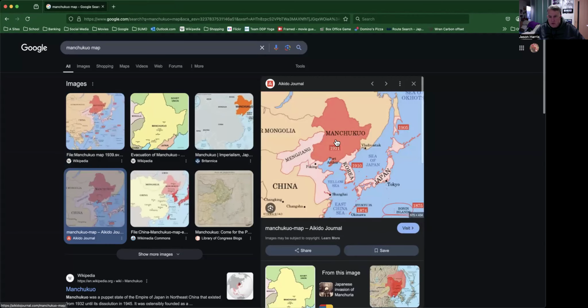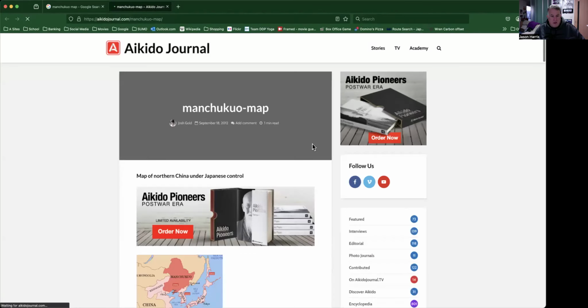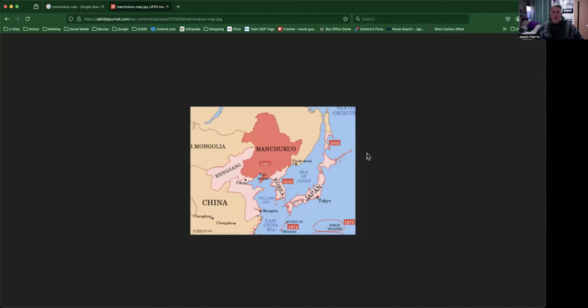Let me try for one other map if I can get one that's a little bigger. Oh, that's even bigger right there. Let's see how it looks if I click on it. Okay, it's a little bit better.